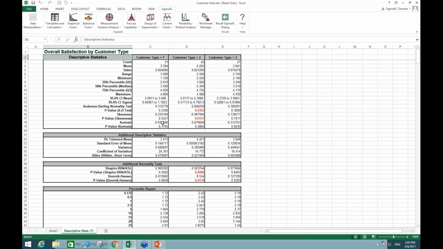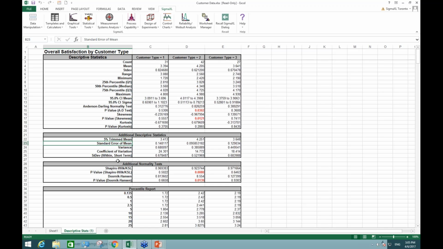So the top part of the report is exactly the same as what you get in version 7, and this is the start of the new content under additional descriptive statistics. So we begin with the 5% trim mean. In the 5% trim mean, the highest 5% and the lowest 5% are excluded, and the mean is calculated with the rest of the data. This gives a robust alternative to the median as a measure of central tendency in the presence of outliers. It's a robust measure of central tendency.